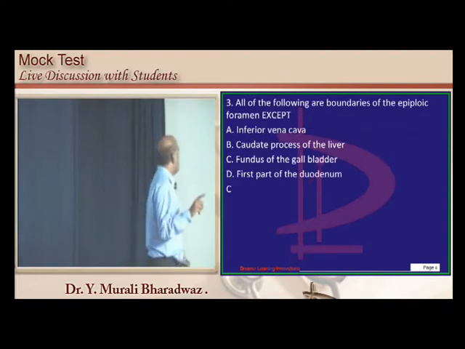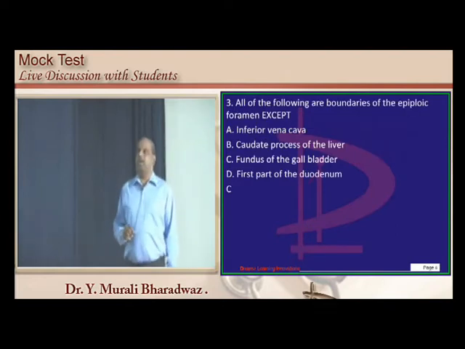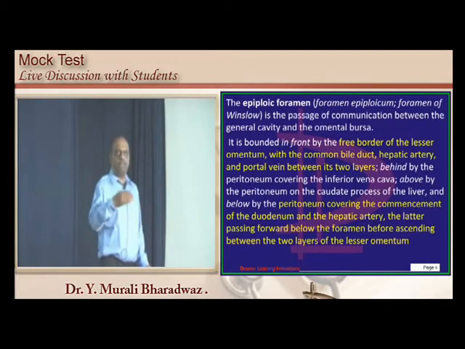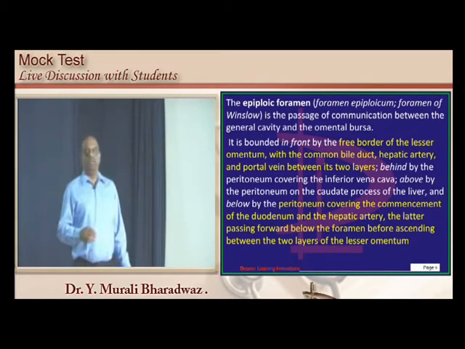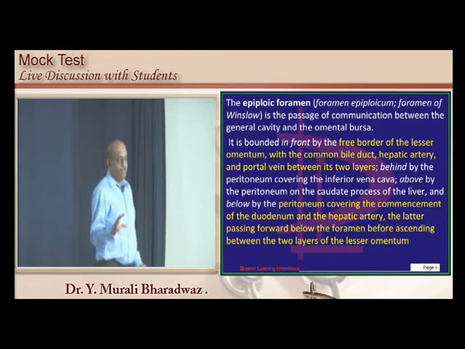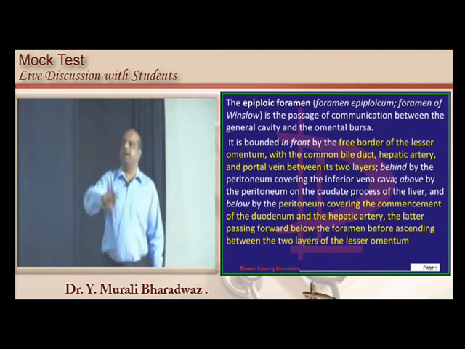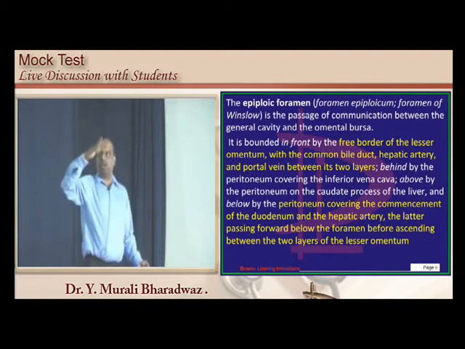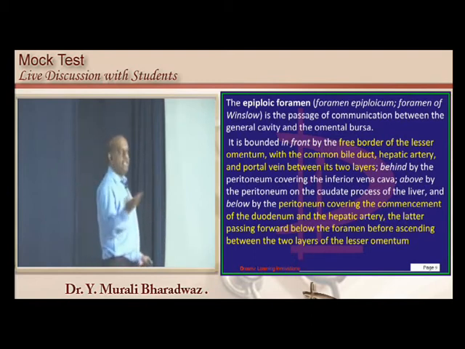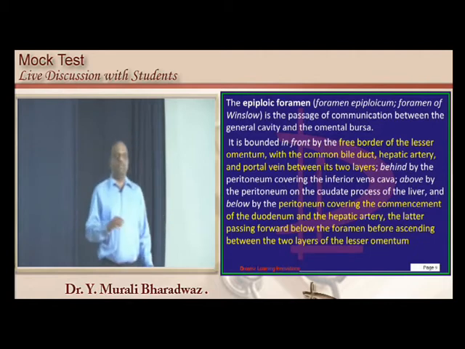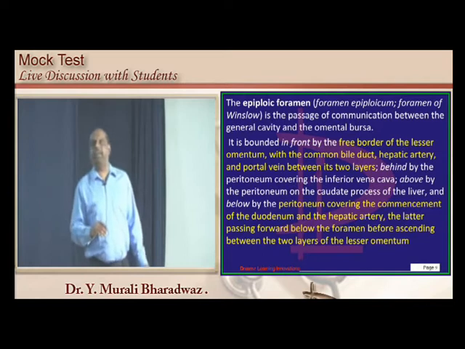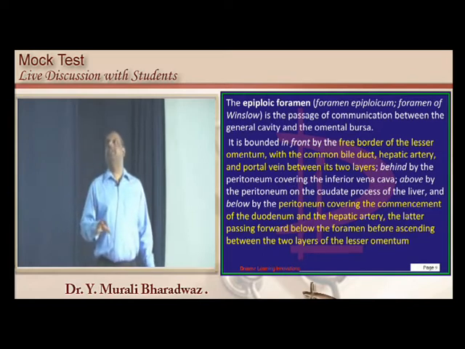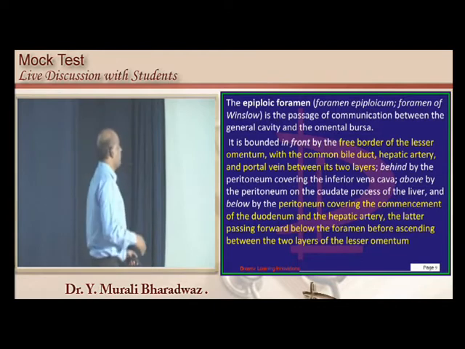Now, what are the boundaries of the epiploic foramen? Typically, in front there is the free border of the lesser omentum with the common bile duct, hepatic artery and the portal vein, and behind there is the peritoneum which is overlaying the inferior vena cava, and above is the peritoneum of the caudate process of the liver, and below is the peritoneum which is covering the first part of the duodenum and the hepatic artery. So that is how the epiploic foramen is being bounded on the roof, the floor, the front and the back, is what you should be very sure.